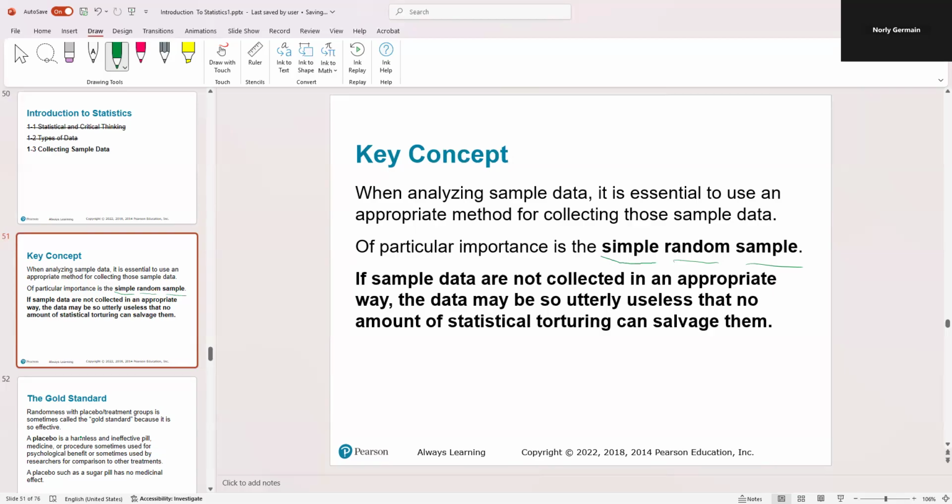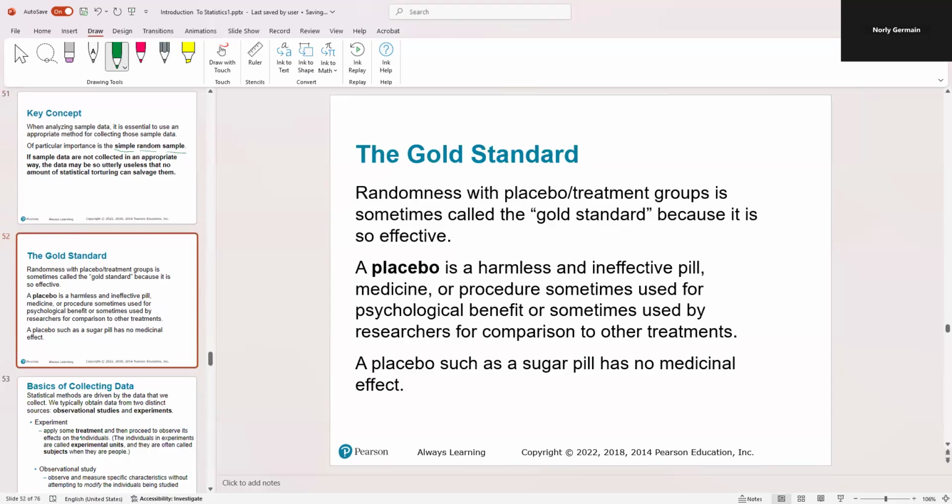Basics of design of experiments and collecting data. So we need to talk first of all about the gold standard. Randomization with a placebo treatment group is sometimes called the gold standard because it is so effective. When you design a statistical study, we can proceed in two ways.